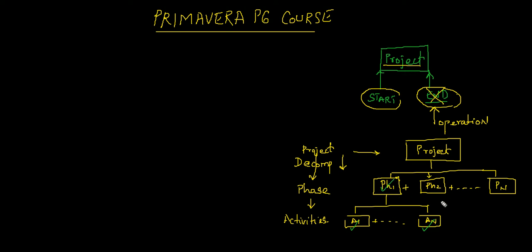Similarly, if I have activities under phase 2 and I complete them, phase 2 is complete. So if I completed all the phases, phase 1, phase 2, phase 3, whatever, phase n, can I tell my project is over? This is one of the main concepts of using Primavera. This concept, decomposing a project into phases and then into activities, is called WBS, work breakdown structure.